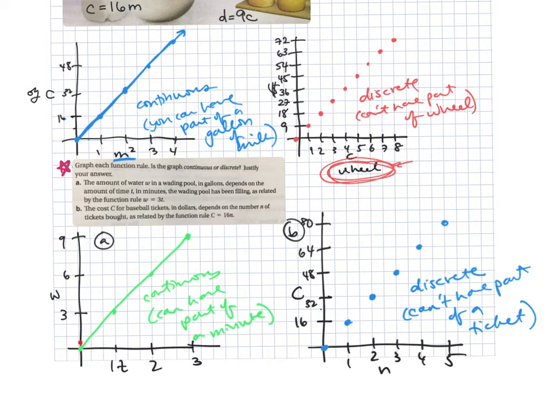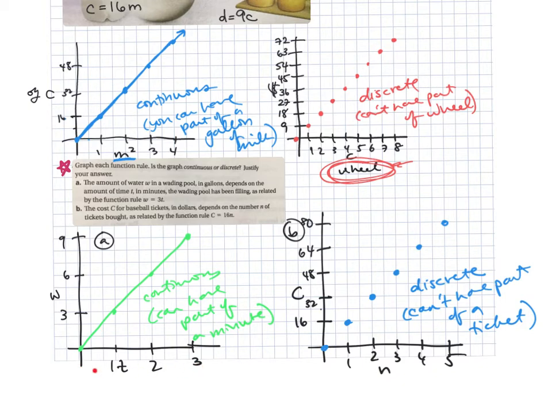So here's the graph of A. Right here's the water in the wading pool. This is the time it's been filling. And this is going to be continuous because it can have a part of a minute. Right, and I just plugged in 1 and then 2 and then 3. That's where I got those dots. But this is the graph, right?